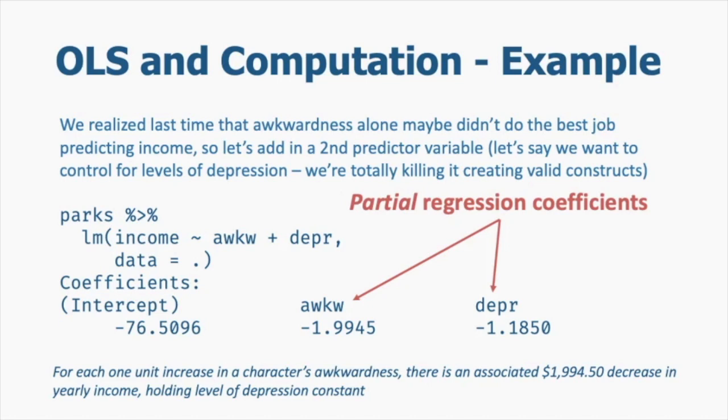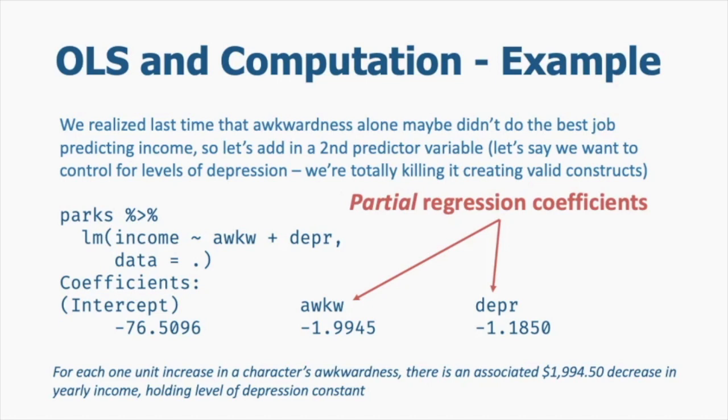In this data, we don't show the p-values or anything, but we're showing the intercept, the estimate for awkwardness, and depression. What these are called, the regression coefficients or beta coefficients for awkwardness and depression, those numbers right below it, are called partial regression coefficients. They're partial. Whenever you see that word, it means that we're controlling for something. In this case, awkwardness, that coefficient, the negative 1.99, is controlling for depression.